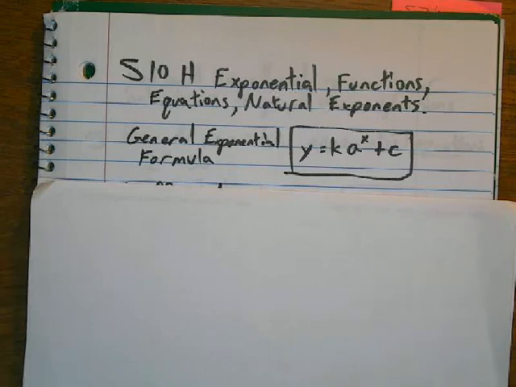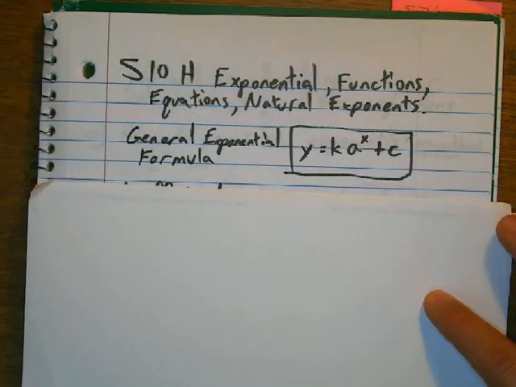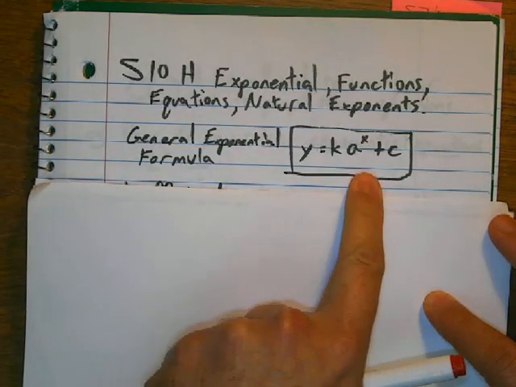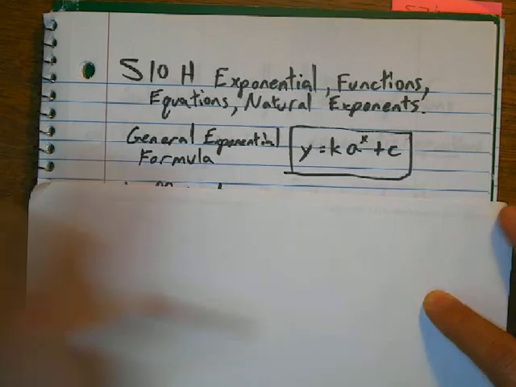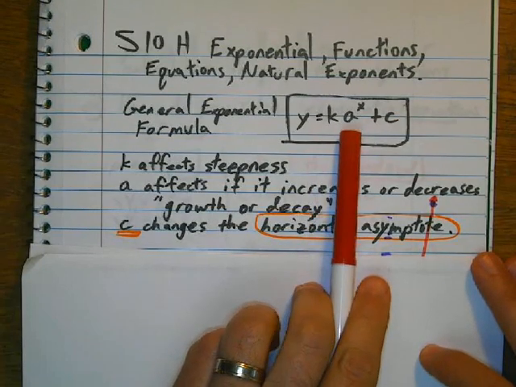Okay, we are going to talk about exponential functions, exponential equations, and natural exponents. When you've got an exponential function, this is the general formula which you use. And I'm going to talk about what the K, the A, and the C stand for.